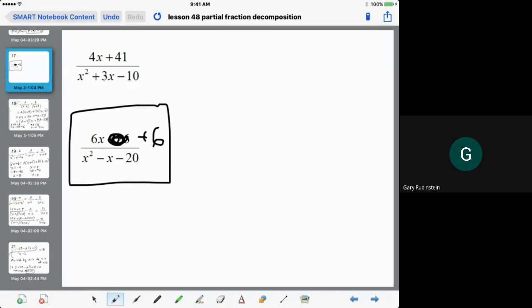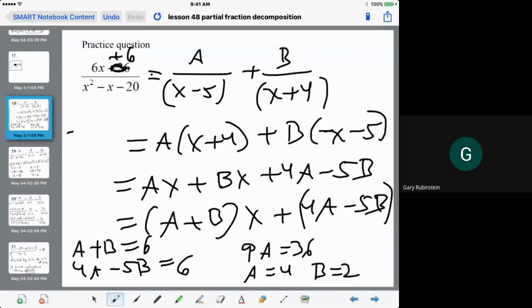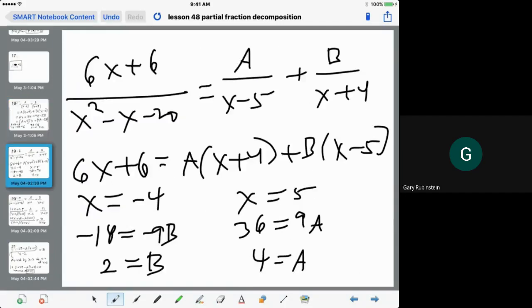Okay, you could type in what did you get for the two numerators. And Chelsea says 4 and 2. And we will see that whether you used the equating coefficients method or the convenient values method, you got 4 and 2.